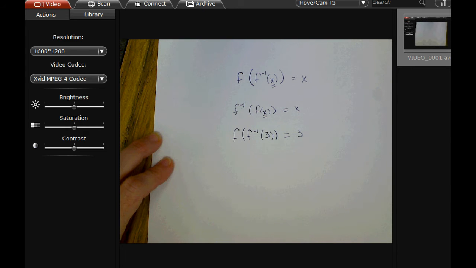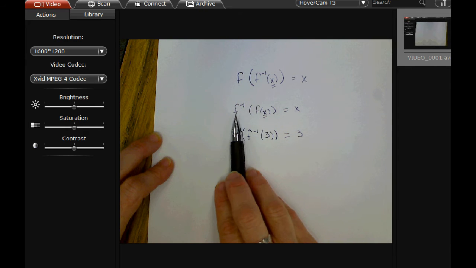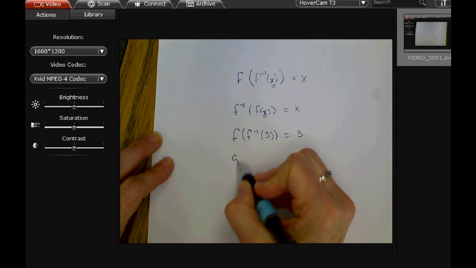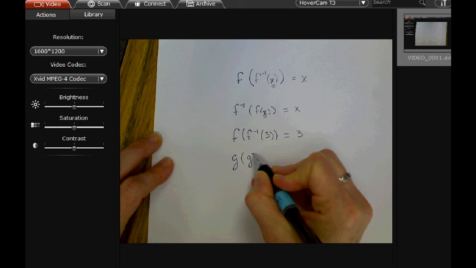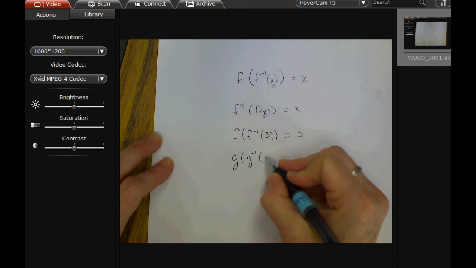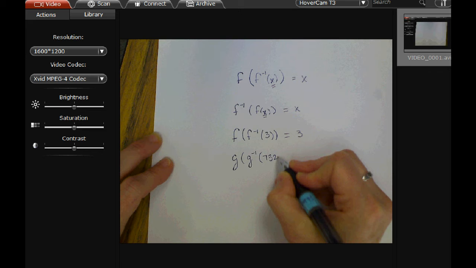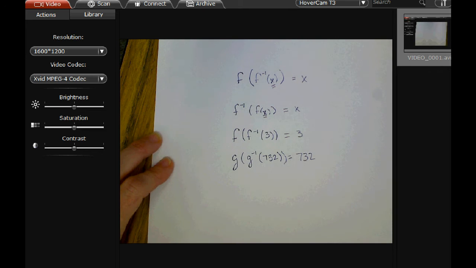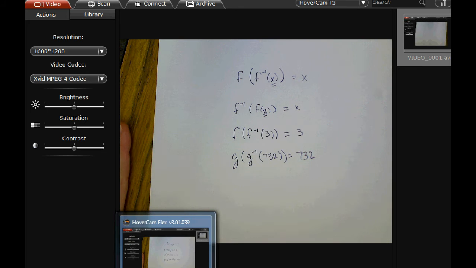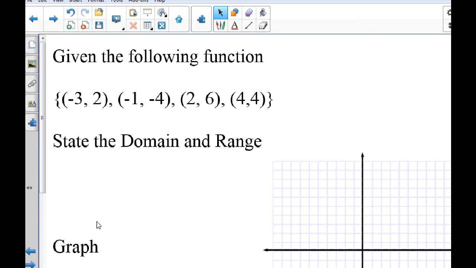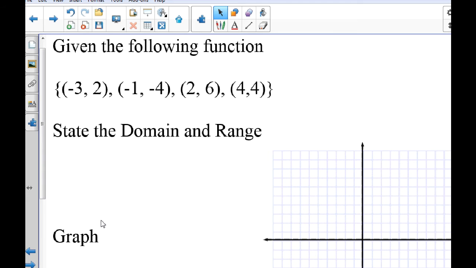And again, it doesn't matter which function is feeding into the other, as long as it's a function and its inverse. It could be any function I want, as long as it's its inverse that it makes a composition with. And it can be any number. If I had 732, then I'm going to get 732 out. Whatever I put in, I'm going to get that same thing out.